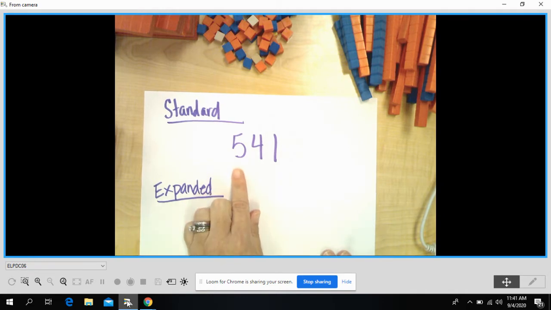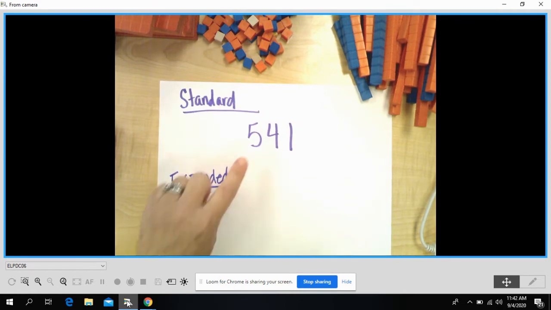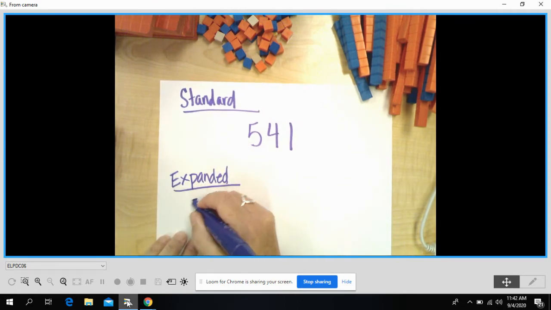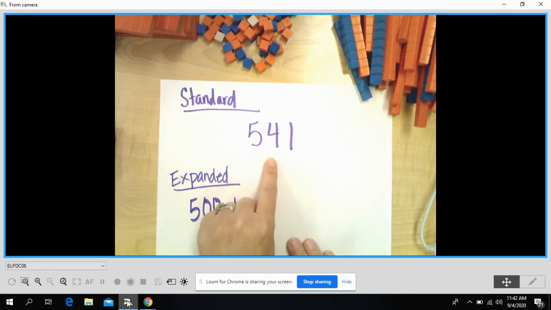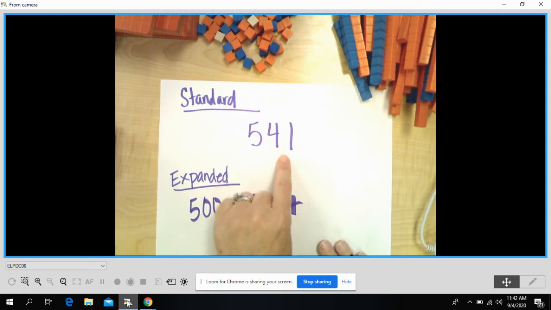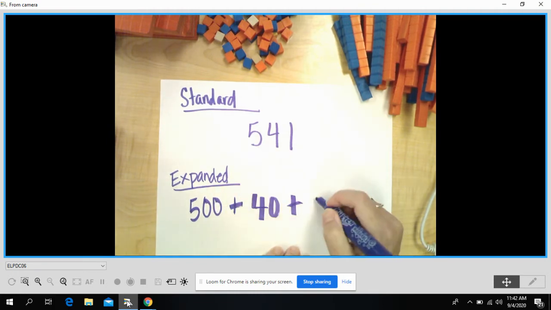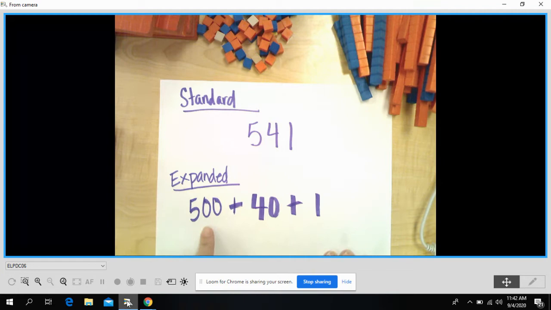So this number, say it with me, 541, in standard form looks like this. But in expanded form, it looks like this. The value of the 5 is 500 plus the value of the 4, which is 4 tens. The value of the 4 is 40. And then the value of the 1 is just 1. So 541 is the same as 500 plus 40 plus 1.